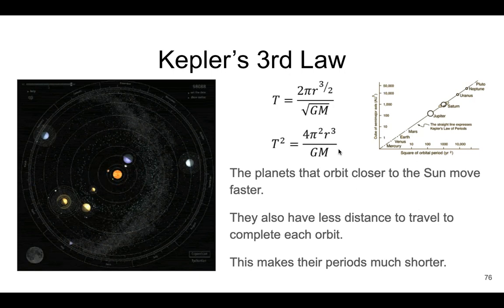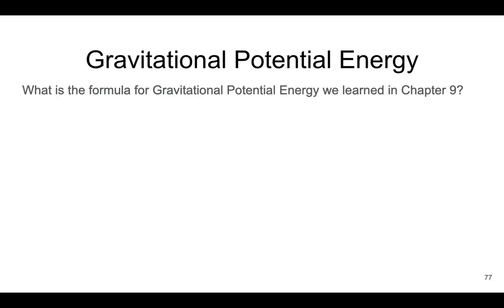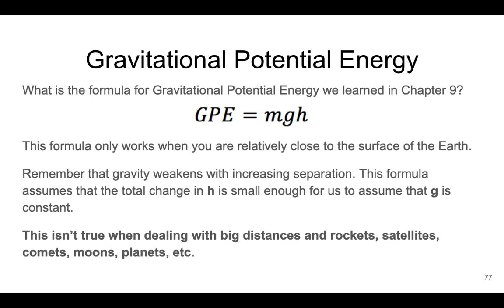So Kepler's third law, the law of periods. So think back to chapter 9. What is the formula for gravitational potential energy that we learned in chapter 9? That is GPE is equal to mgh. So yeah, that worked in chapter 9, and it's not going to work in this chapter.